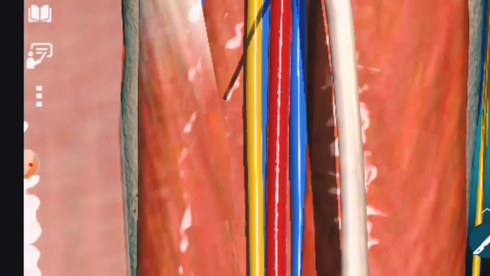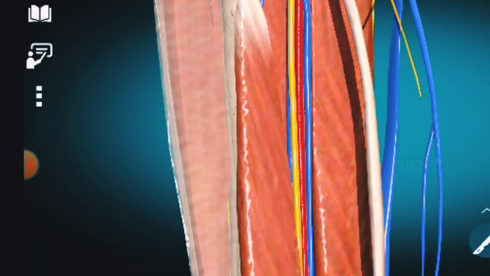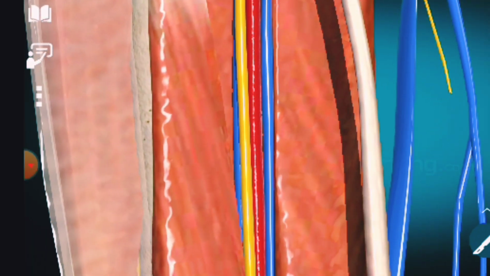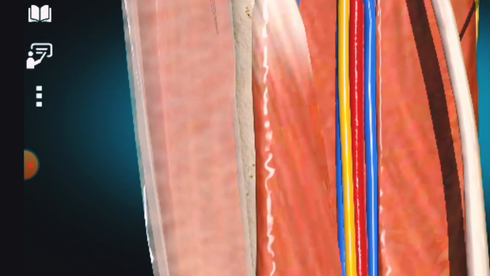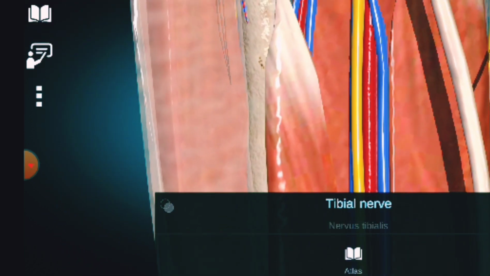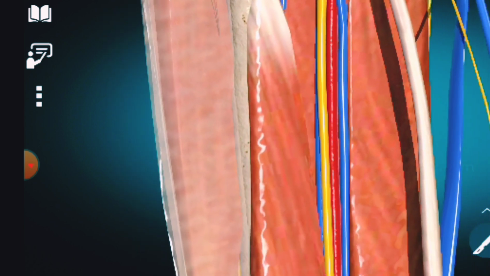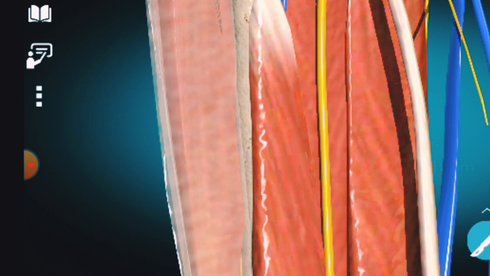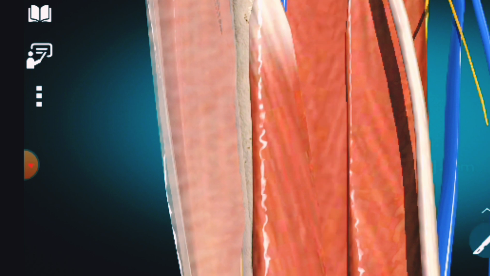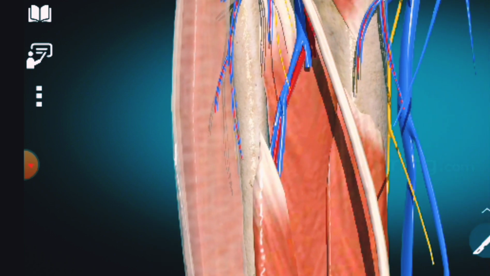So those are the muscles there, and then lying onto the tibialis posterior, these vessels. We have to know that we have the posterior tibial artery, and then the tibial nerve, and then the posterior tibial veins, which accompany the posterior tibial artery. When we cut them away, by dividing them, we can now have access to our tibialis posterior. So those are our muscles.